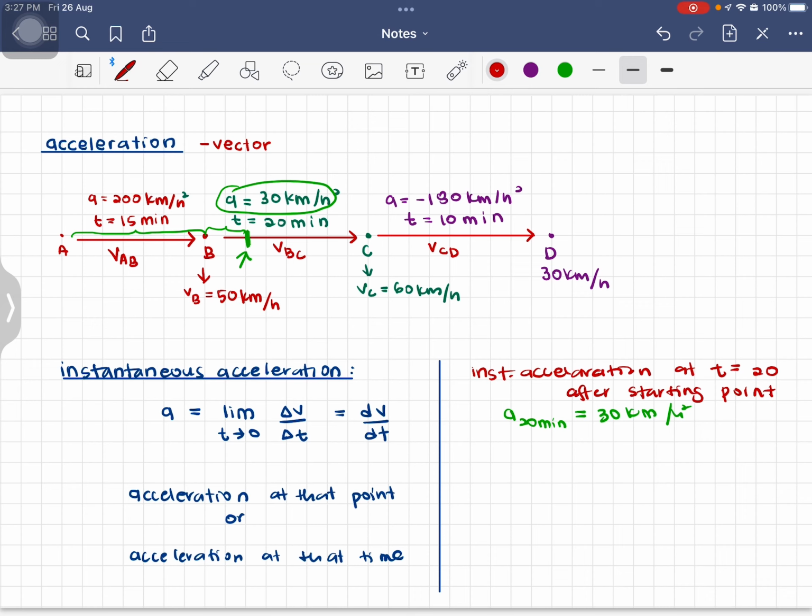And then I can say I want the instantaneous acceleration at, let's say, 35 km from the starting point.